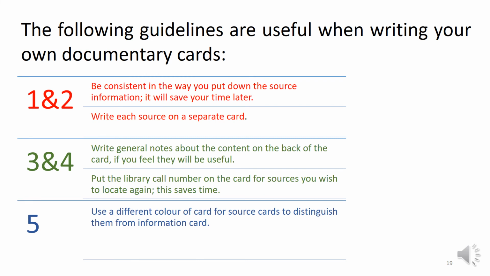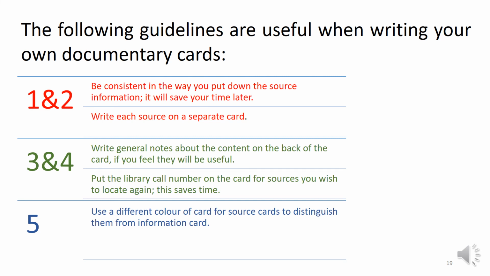The following guidelines are useful when you are writing your own documentary cards. Number 1, be consistent in the way you put down the source information. It will save your time later. It means you have to unify the recording of your sources. It will ease your work later, okay? Number 2, write each source on a separate card. Please don't combine 2 or 3 sources in one card.